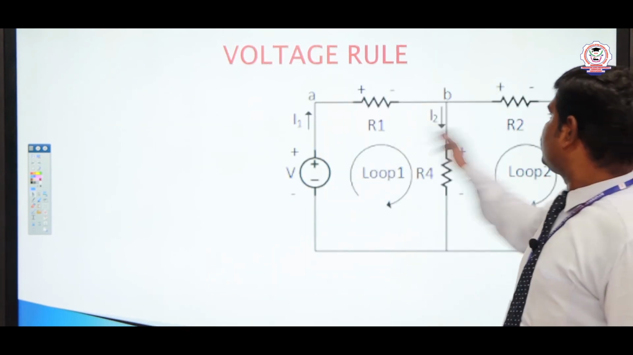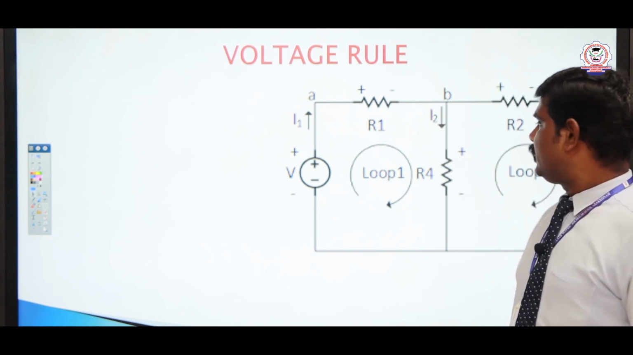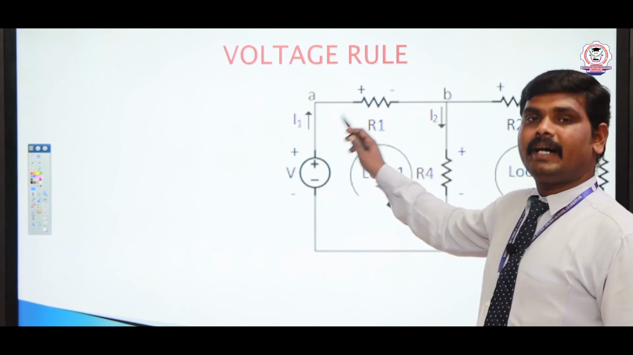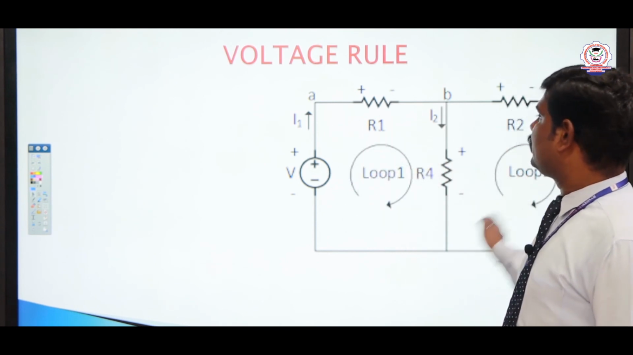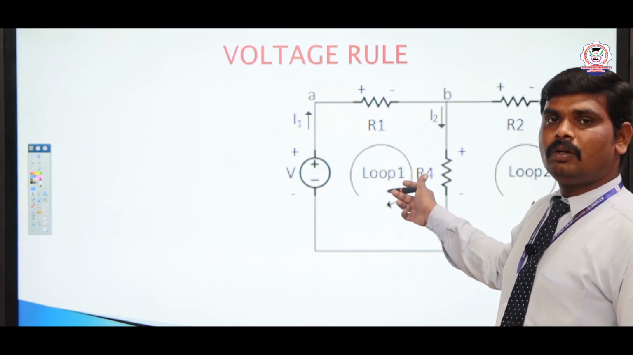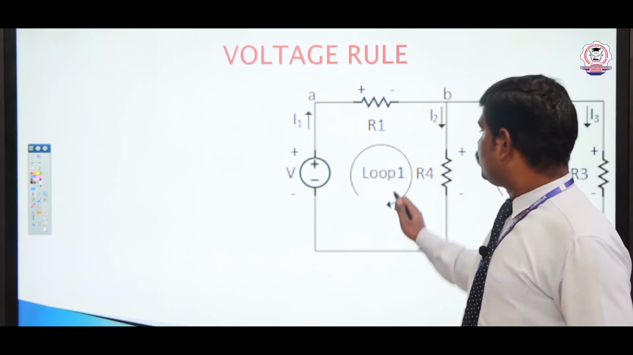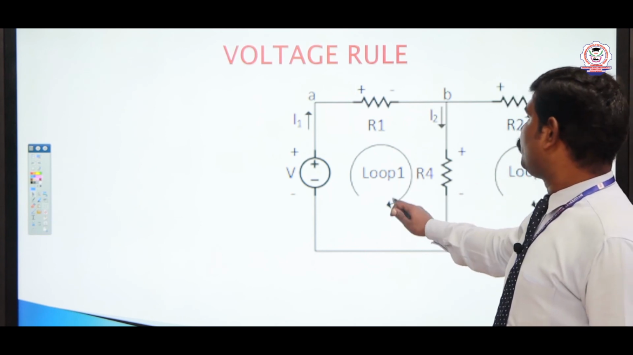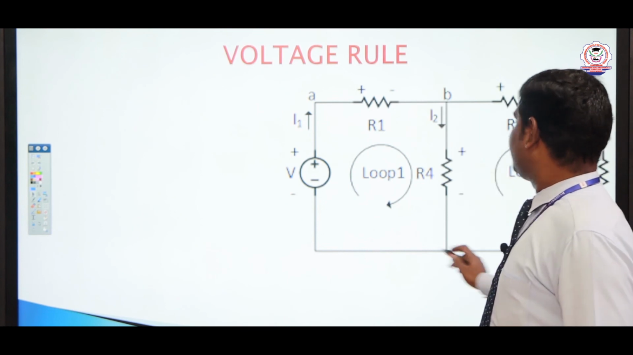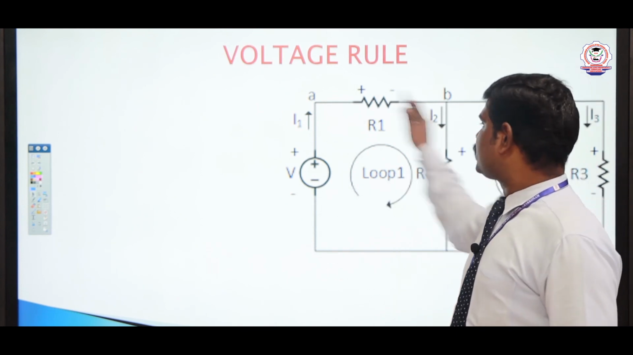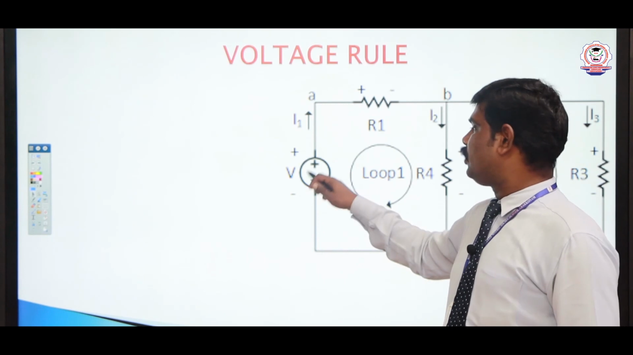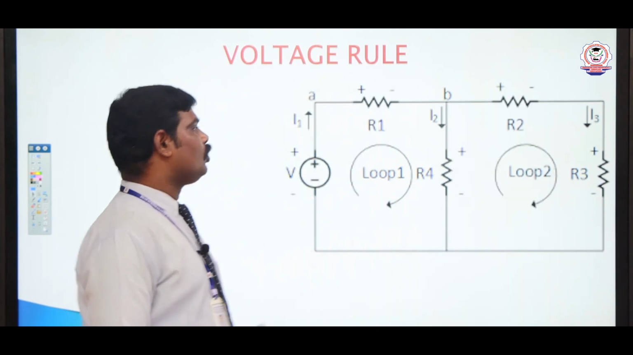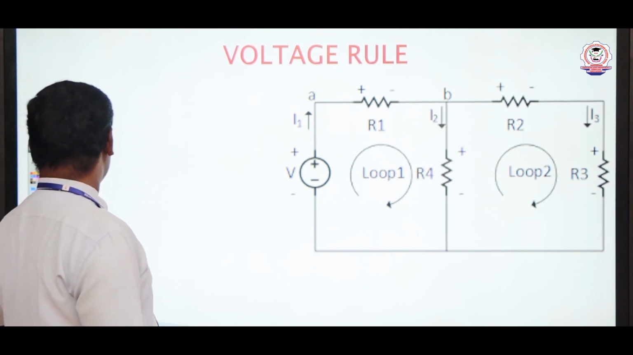See, this is one small circuit. We can find the resistance, current and voltage by using this voltage rule for this circuit. This is loop 1 and this is loop 2. We take loop 1, A, B, C, D. By using this closed circuit, we can find how much voltage is present in the circuit. By using these two rules, we can find the unknown resistance.